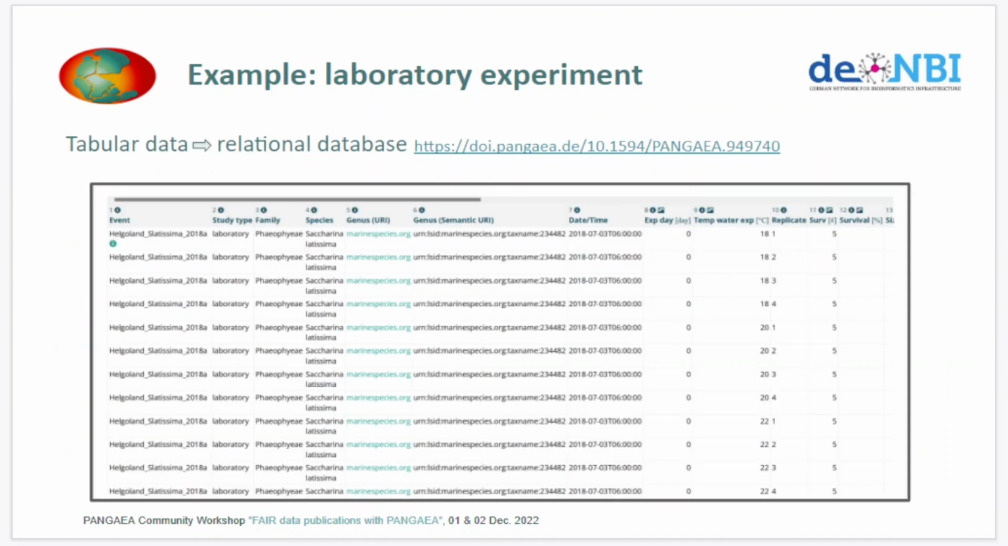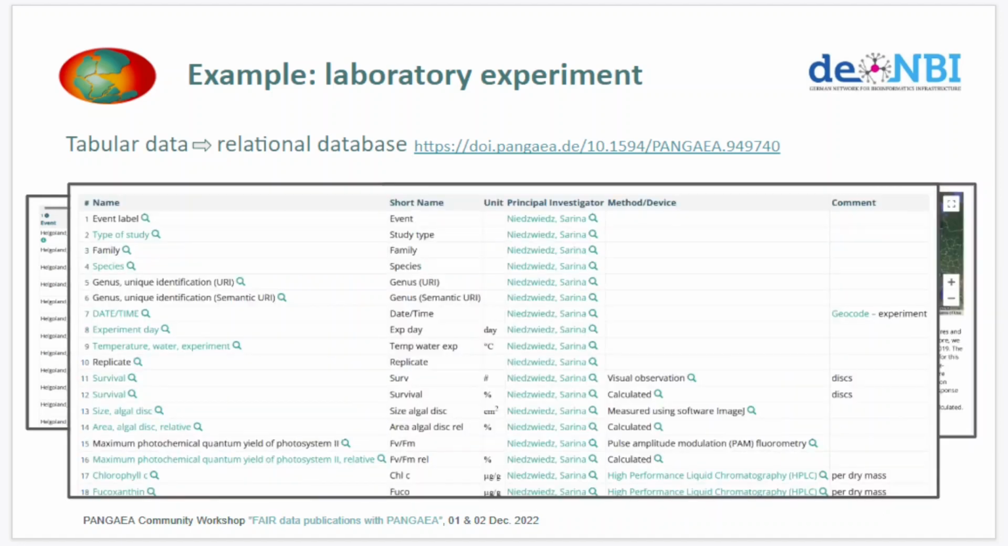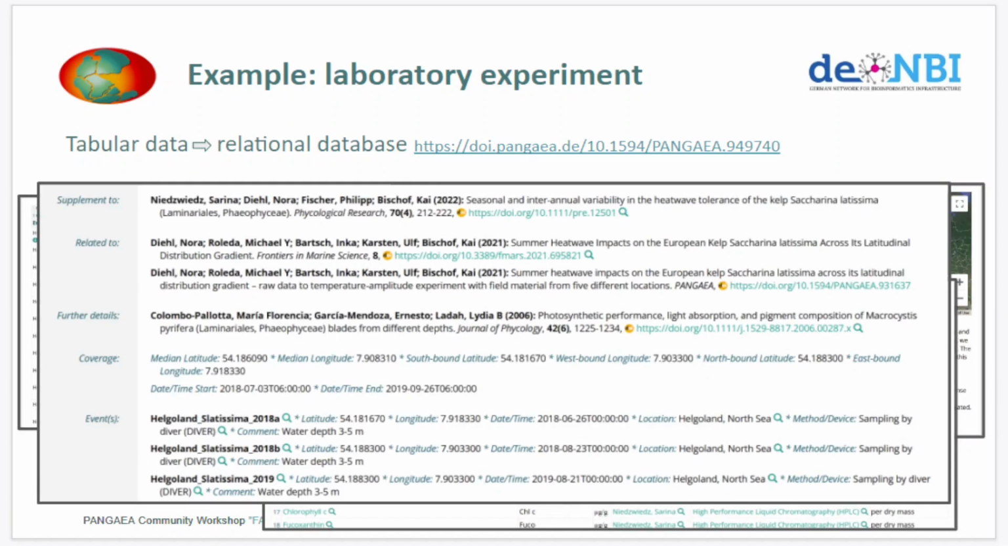The next example is about a laboratory experiment dataset. So again, you need to give a title and the authors and an abstract. The parameters all need the unit, a principal investigator, and the information which method or device was used. There's further information about different data sets that are related to this one, different papers, and a long list of events.